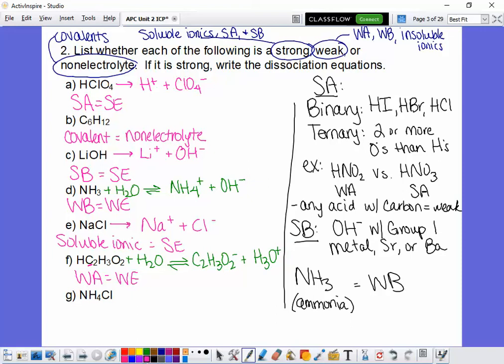All right, and then the last example, NH4Cl. What type of substance is that? That is ionic. Some people have a hard time with this one. This is ionic, and this one is soluble. Next class we'll go over solubility rules, but anything with ammonium is pretty much going to be soluble. So it's a soluble ionic, and therefore it is a strong electrolyte. So when it dissociates, what does it dissociate into? Ammonium, positive, so NH4+.